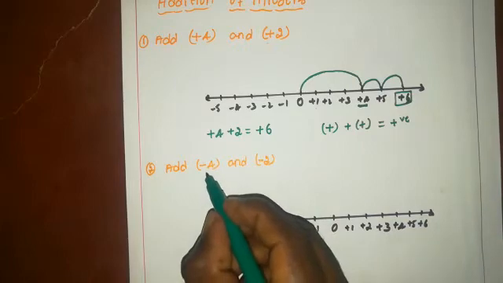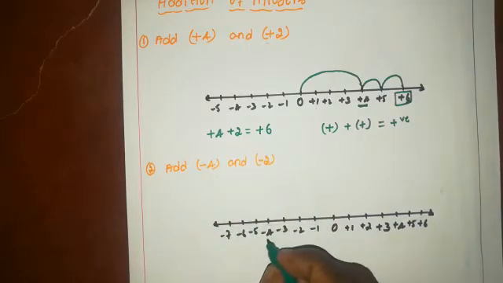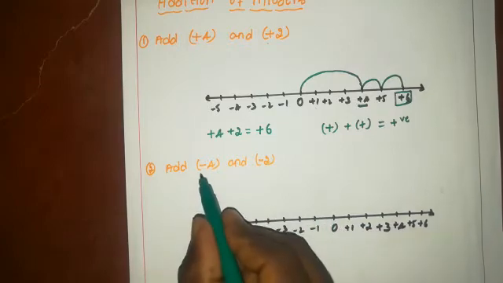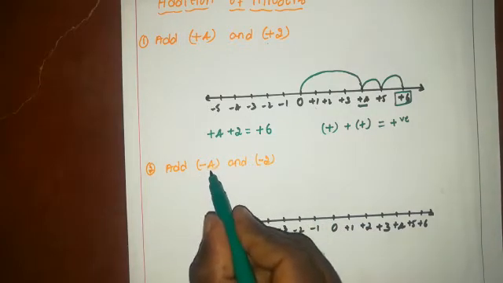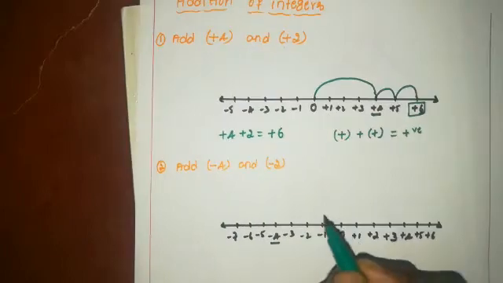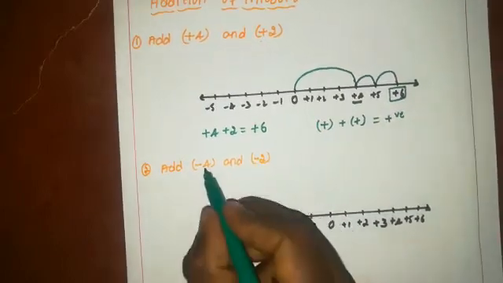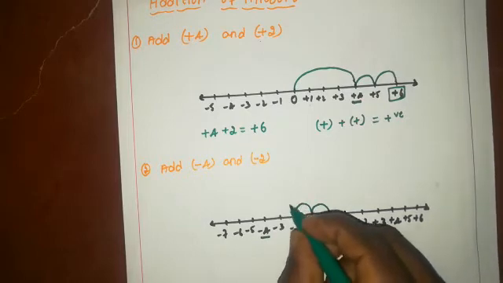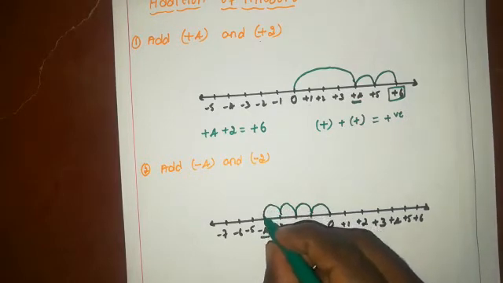Now we have to mark the minus 4 on the number line. Here is minus 4. Since we have minus, we move to the left side of the number line. How many steps? 4 steps: 1, 2, 3 and 4.